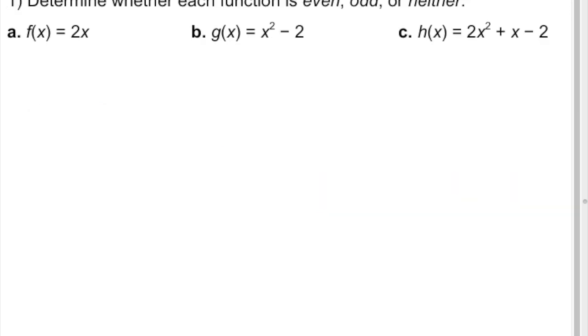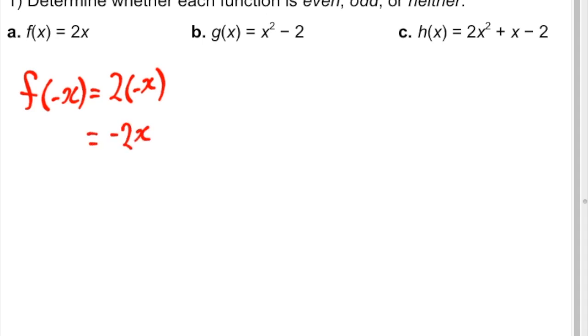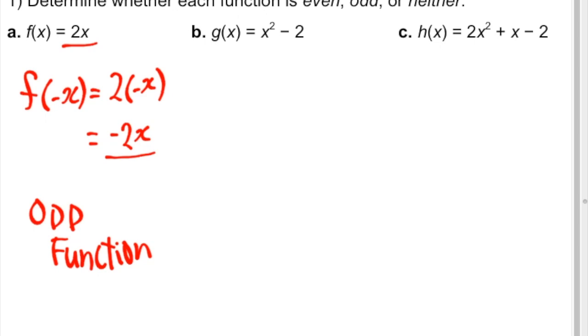For the first example, f of x equals 2x. Just like the rule, we're going to plug in negative x into the function. So what happens if you substitute negative x? F of negative x is equal to 2 times negative x, which is equal to negative 2x. So your original f of x, 2x, became negative 2x once you plugged in negative x. So this function is an odd function.